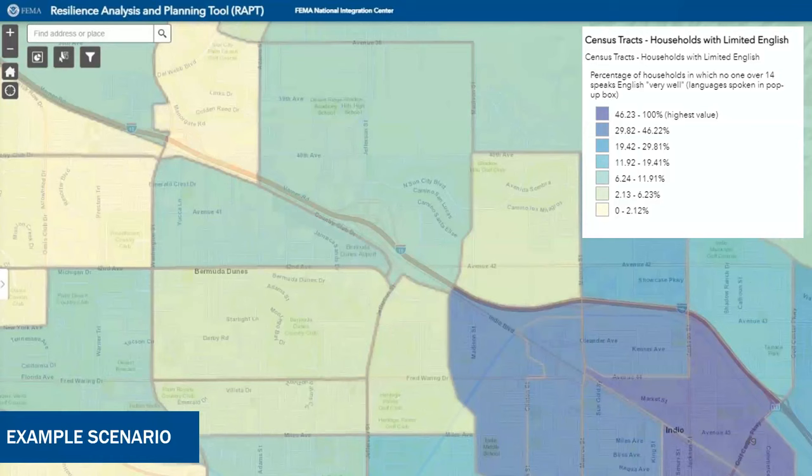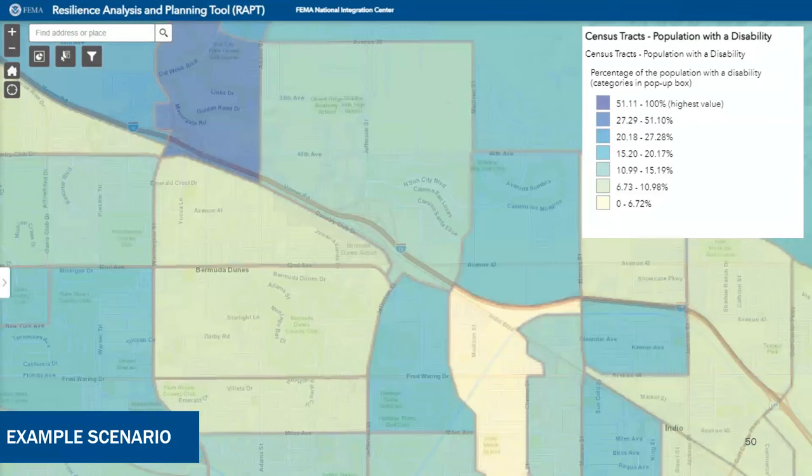Next slide. But there are even more variables to explore here. For example, populations with a disability may also have mobility and other challenges and could be more vulnerable to the impacts of hazards. It'll also be important to reach out to groups supporting these populations during the planning process.